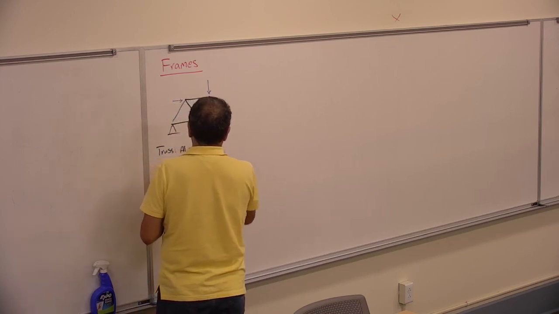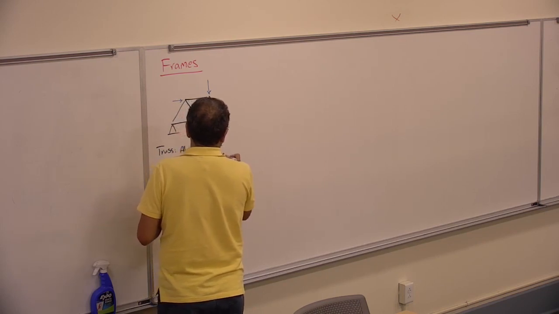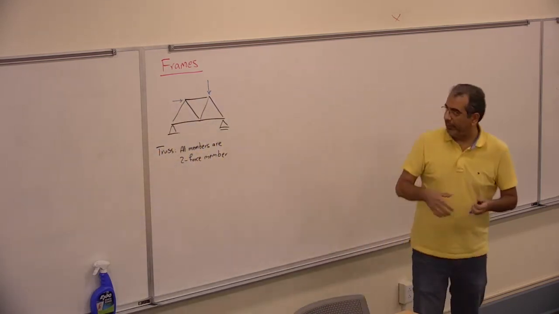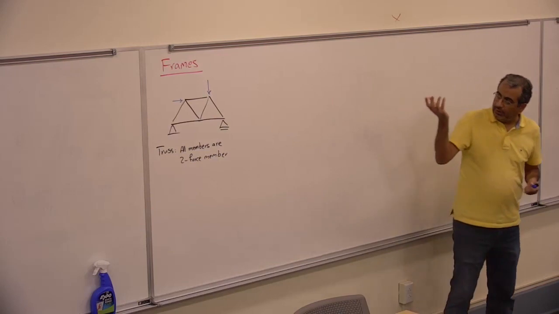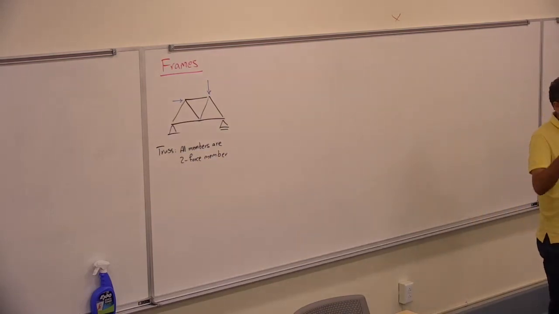are two force members. So basically if I have a truss, all the forces are applying on the joints. So no forces would be applied on the member itself.